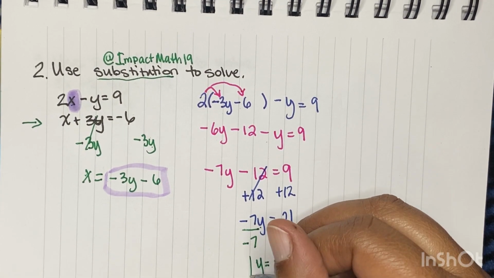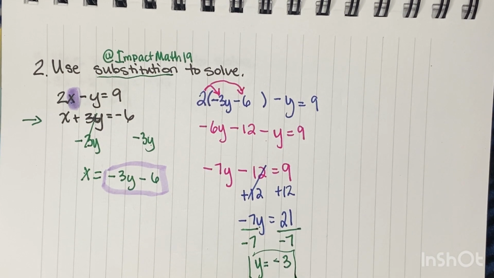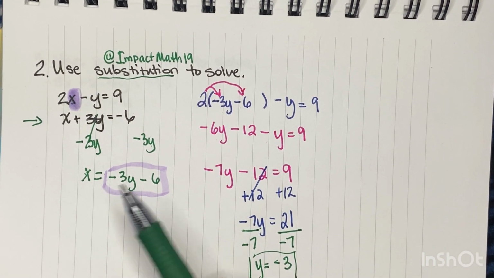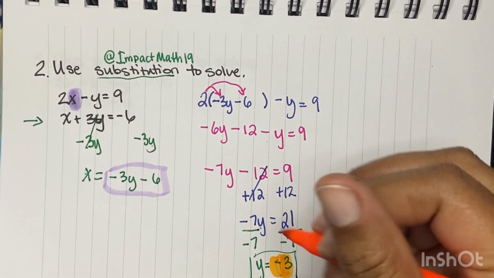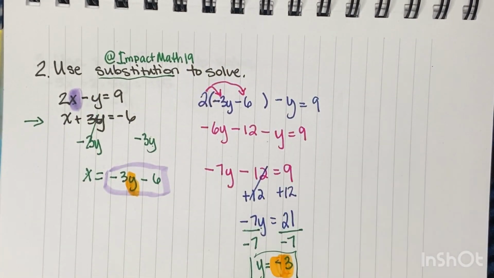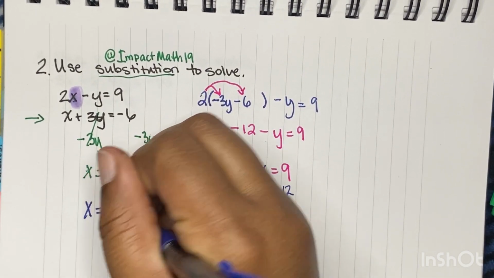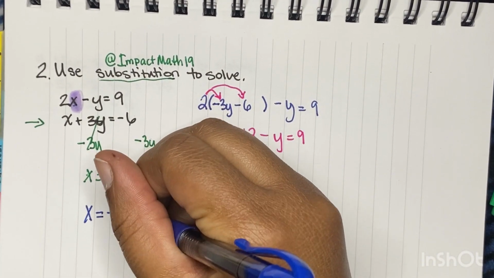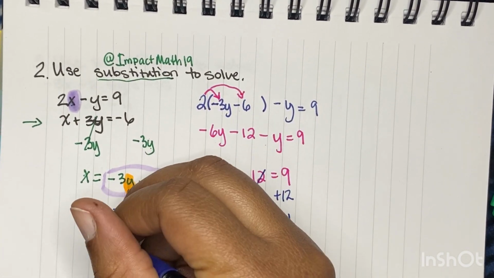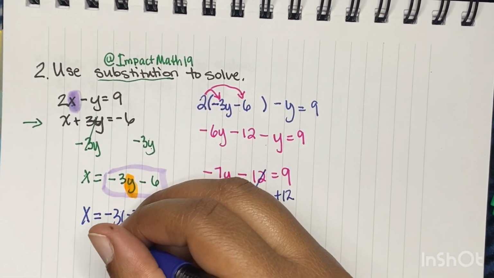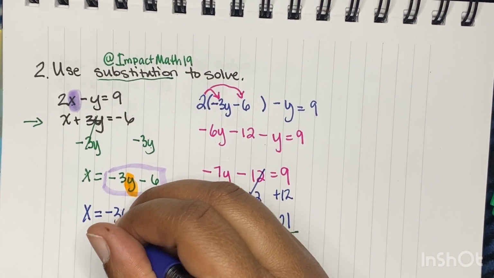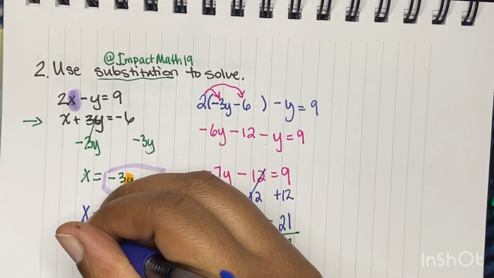Okay, but be careful here. You just found your y. We still need to solve for our x. So we can plug this negative 3 in to this equation here, and get x by itself. So we can get x equals negative 3 times a negative 3 minus 6. Well, a negative times a negative is a positive, and 3 times 3 is 9 minus 6.